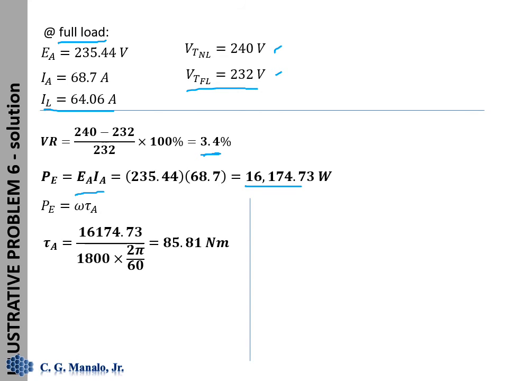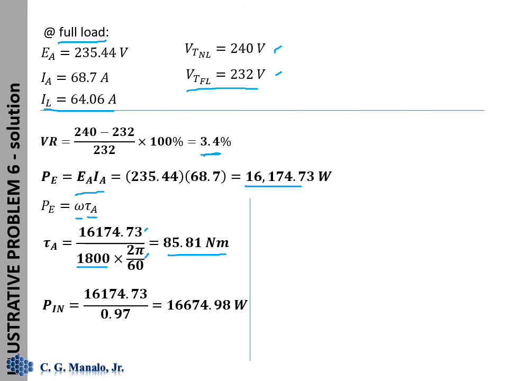We can compute for the induced torque of the armature. So this is either tau sub A or tau induced. Omega can be computed from 1800 RPM. So the electromagnetic power divided by omega should give us the induced torque of the armature.